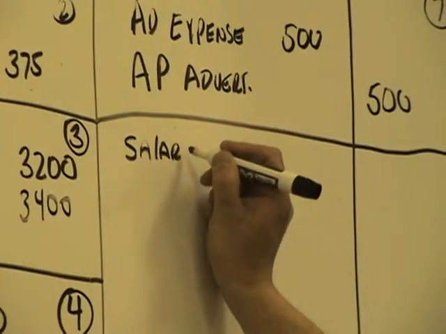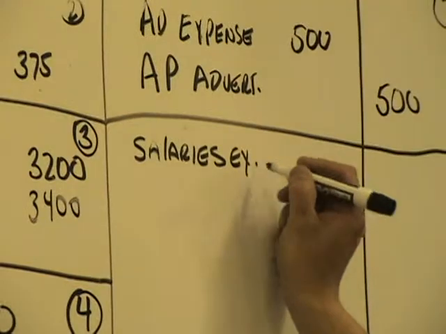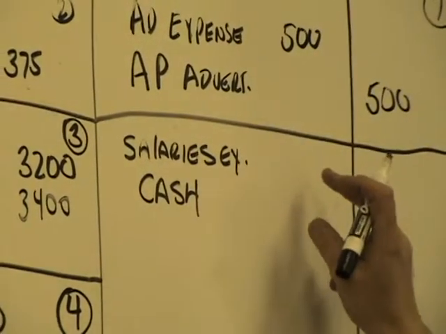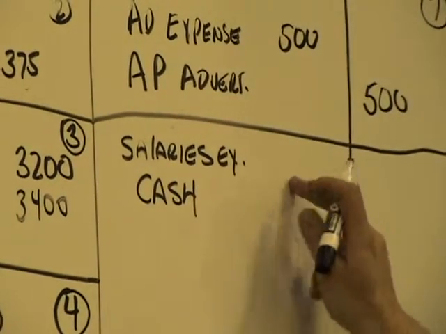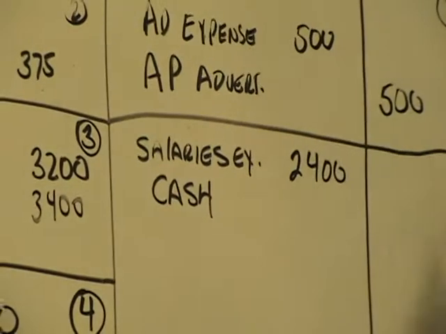Okay, so what accounts are involved then, Ashish? Salary expense and cash, there you go. Salary expense increasing or decreasing? Increase. Debit or credit? Debit. Correct answer. How much? 2,400. Is cash increasing or decreasing? Decrease. Debit or credit, and how much?